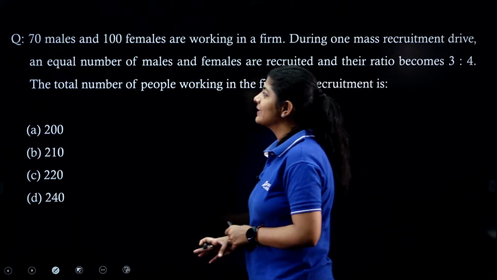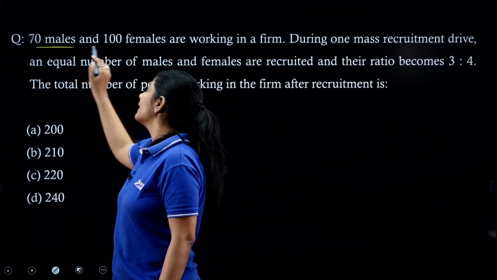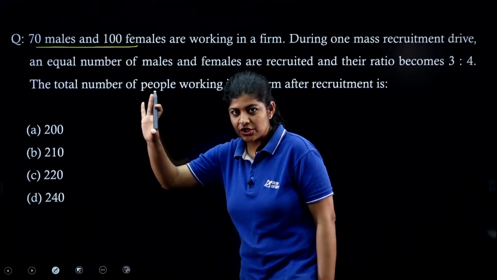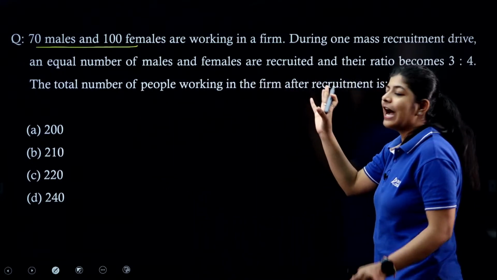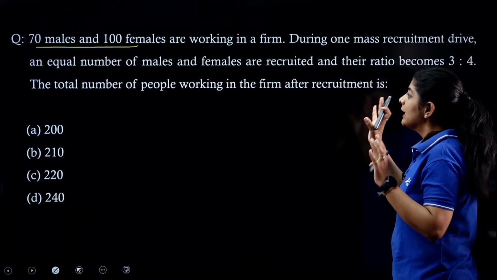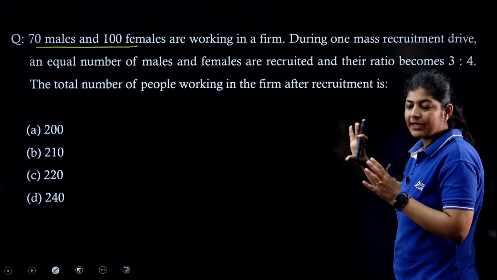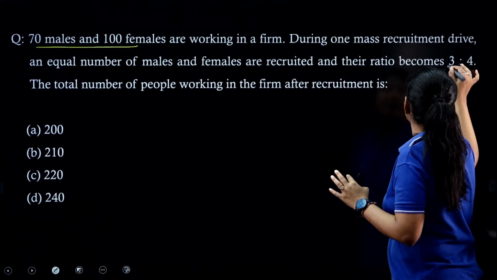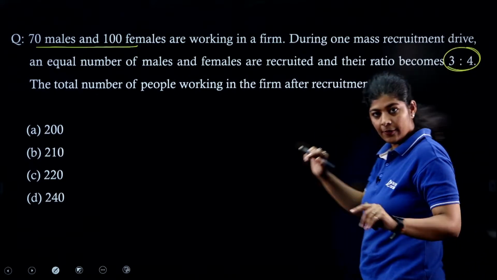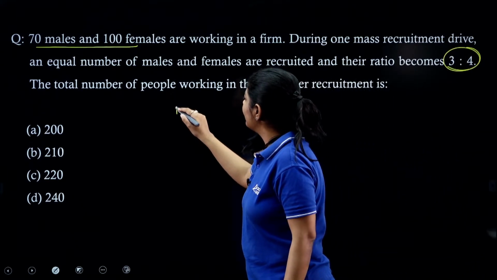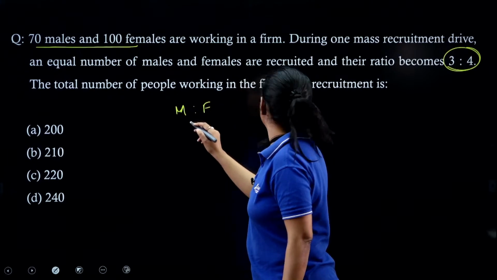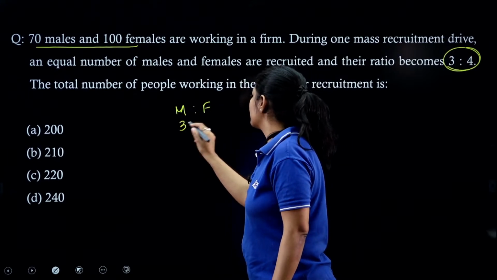The question is very simple. It doesn't matter how many males and females we have on the initial level. The question is saying that after the recruitment, an equal number of males and females are recruited, and because of that the ratio will become 3:4. Now, the male to female ratio that we are having is 3:4.